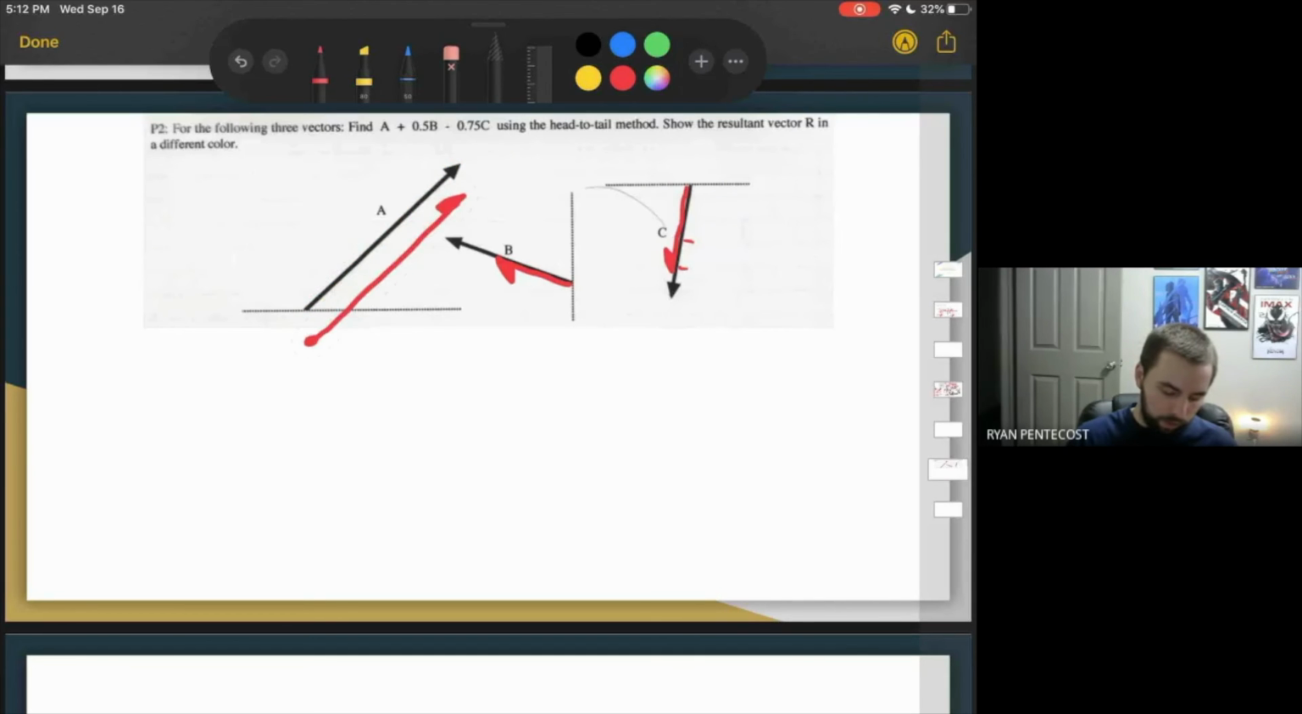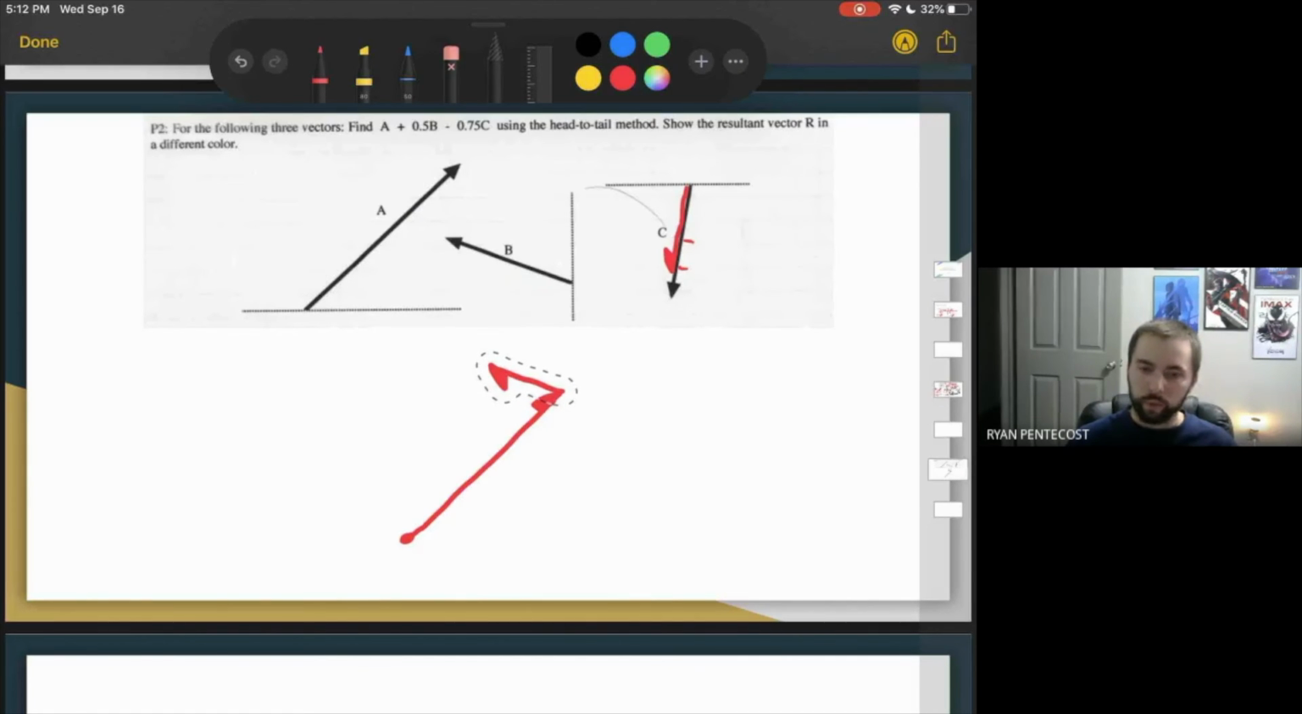Let's move this vector down here. And we're going to add 0.5B. So let's move this guy down here. Match head to tail. Okay. So literally the head of one arrow goes to the tail of the next to add them together.